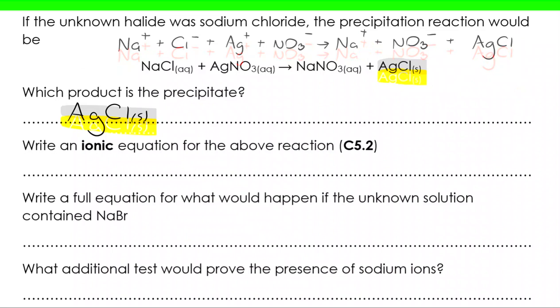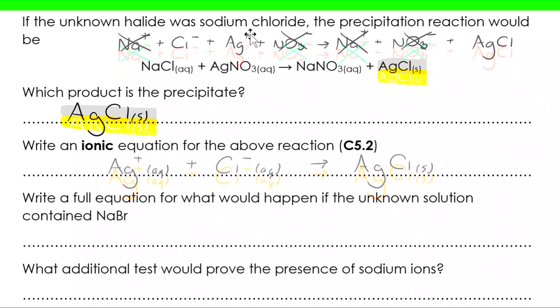What I can then do is get rid of spectators, things that appear on both sides of the equation unchanged. Well, I've got Na plus going on to be Na plus, so I get rid. I have also got NO3 minus going on to be NO3 minus, so I get rid. And that then leaves me with what's going to remain. Ag plus and Cl minus make AgCl. And you'll notice once again, I've put the state symbols in. Any good ionic equation would include them.